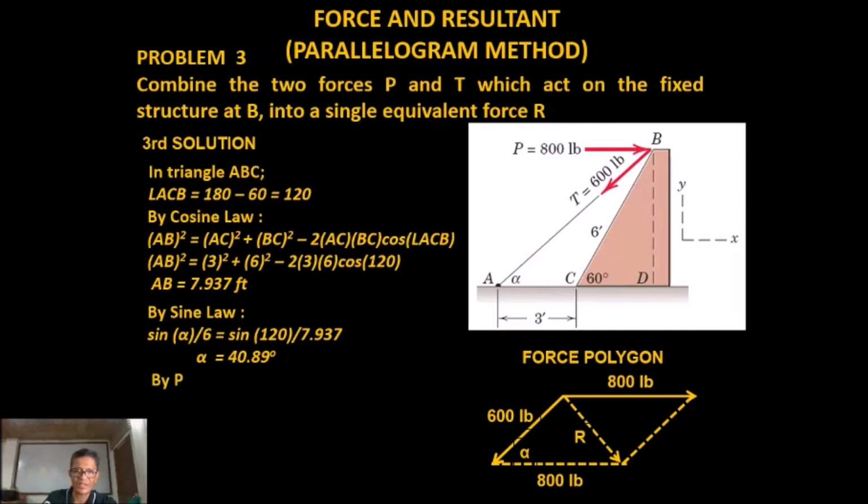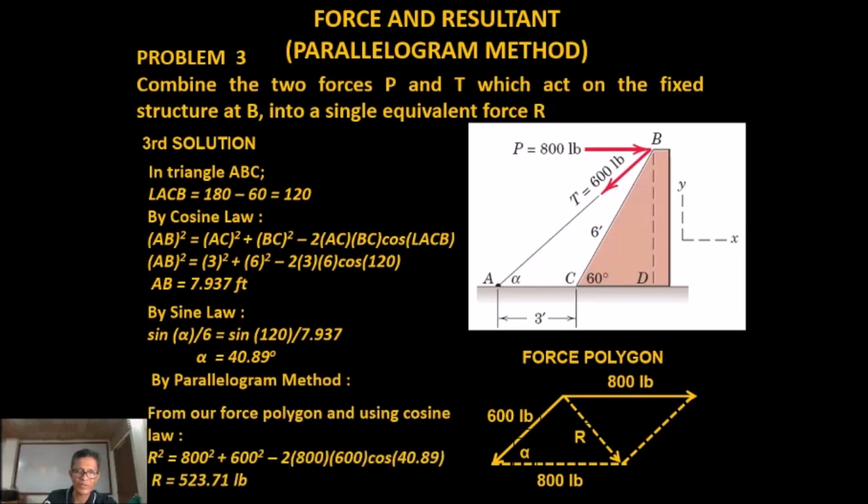Then after that, we can proceed with the parallelogram method. In the same solution, we have R squared equal to 800 squared plus 600 squared minus 2 times 800 multiplied by 600 and cosine of 40, and that is equal to R equal to 523.71 pounds. So what am I referring to in this solution? Actually, there are only two solutions: the parallelogram method and the rectangular components. We just added one more solution for alpha, wherein we used sine law and cosine law, which are the solutions for oblique triangles. Okay? Problem number 4.